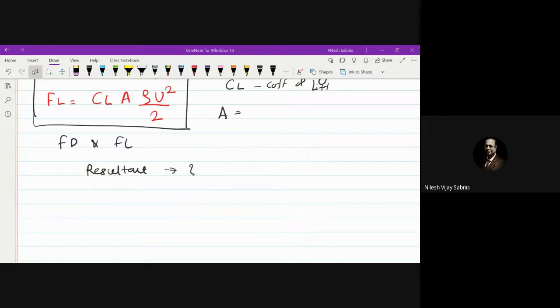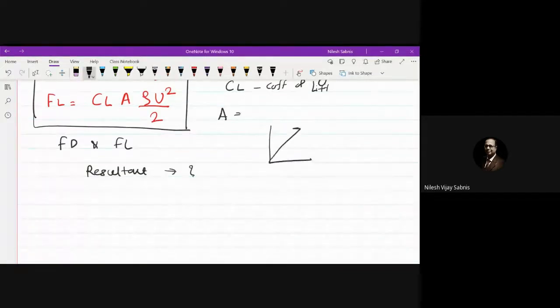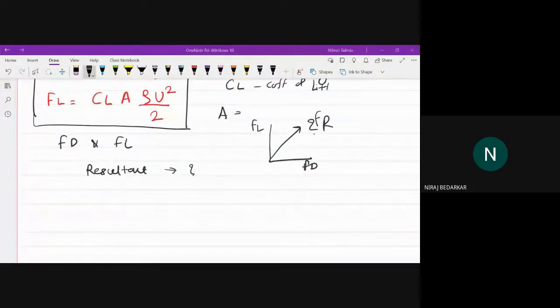What will be the resultant? FD is known, FL is known. How to calculate the resultant FR? What will be the formula? Square root of FD square plus FL square.